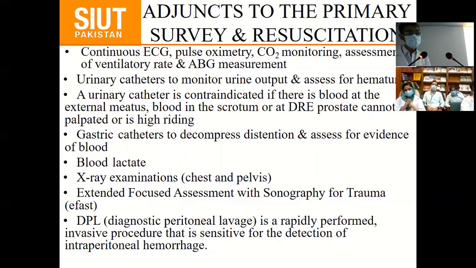A urinary catheter is contraindicated if we find any blood at the external meatus or blood in the scrotum, or on DRE, the prostate cannot be palpated or is high riding. We can also pass NG tubes, nasogastric tubes, to decompress the stomach distension and to assess any evidence of blood. We can also send blood lactate levels.